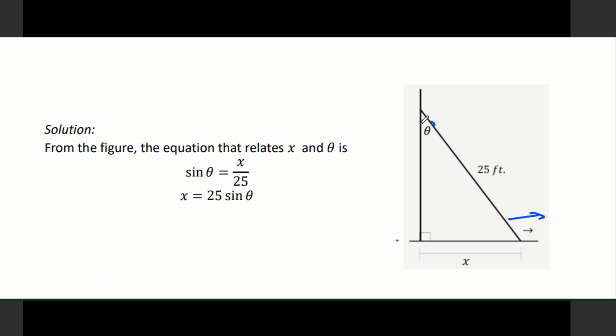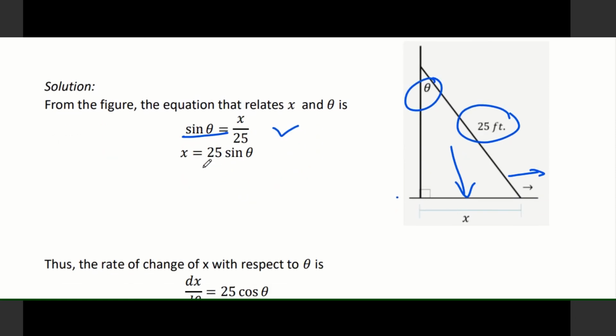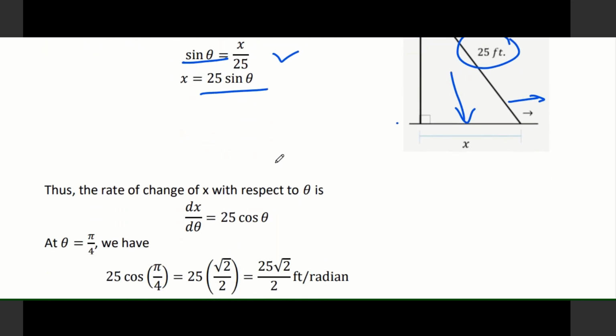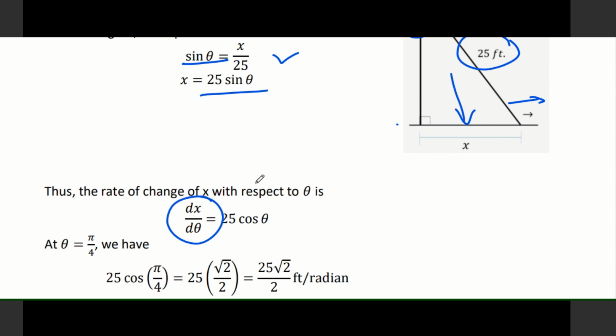Now, since x in relationship to theta is the opposite side of that angle theta, we're going to use sine, because sine is opposite over hypotenuse. So how long is that ladder? It's 25 feet. So we have this equation: sine theta is equal to x over 25. So x is equal to 25 times sine theta, the equation for x with respect to the angle theta. Therefore, we're going to get the derivative of x with respect to theta. We have dx over d theta.